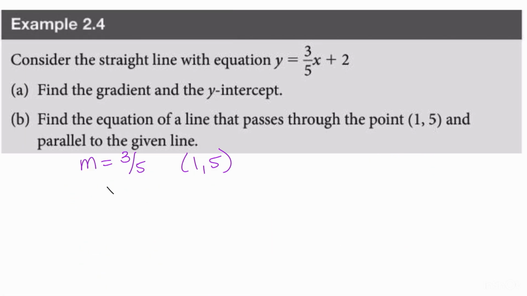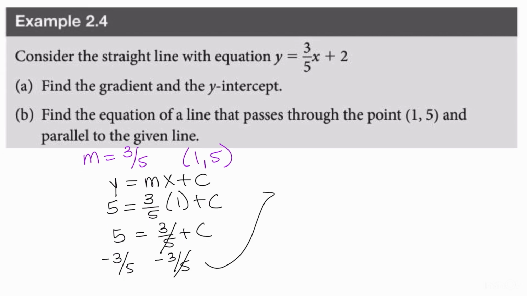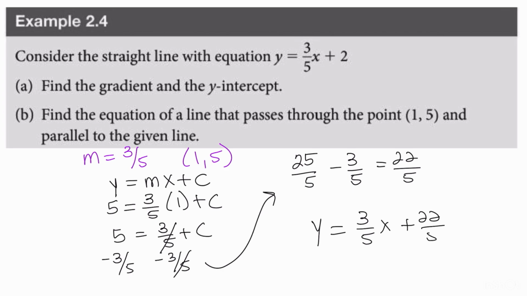What's the other way that you can do the problem? You can go directly into y equals mx plus c form where you substitute the y with 5. The gradient is 3 over 5. X is 1 plus c, and you solve for the y-intercept. So 5 equals 3 over 5 plus c. In this case, I'm going to subtract 3 over 5 from both sides. 5 minus 3 over 5. Remember, we said we're going to do this in the calculator, but 5 is the same as 25 over 5 minus 3 over 5, which is 22 over 5. So I get y is equal to 3 over 5x plus 22 over 5, which is exactly the answer that we got before.